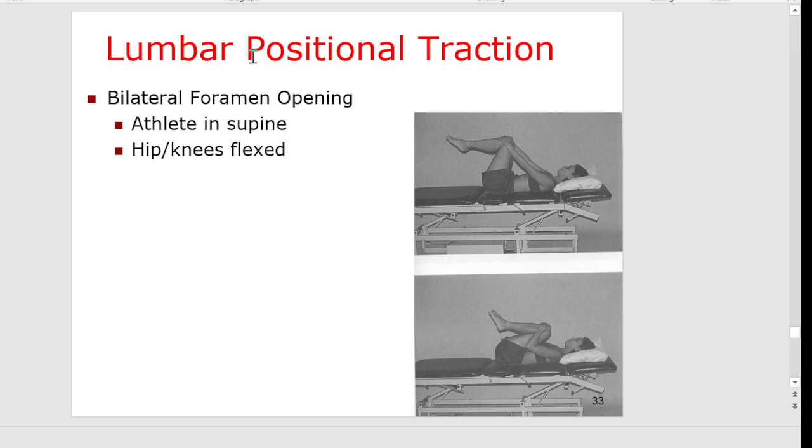Okay, so these are prolonged lumbar positional traction. Actually, you can apply this on your own, positional traction, no? If you are at home and your low back hurts and you put your hips in this angle, you feel very relaxed. Again, in this position you increase the clearance of the intervertebral foramen, no?